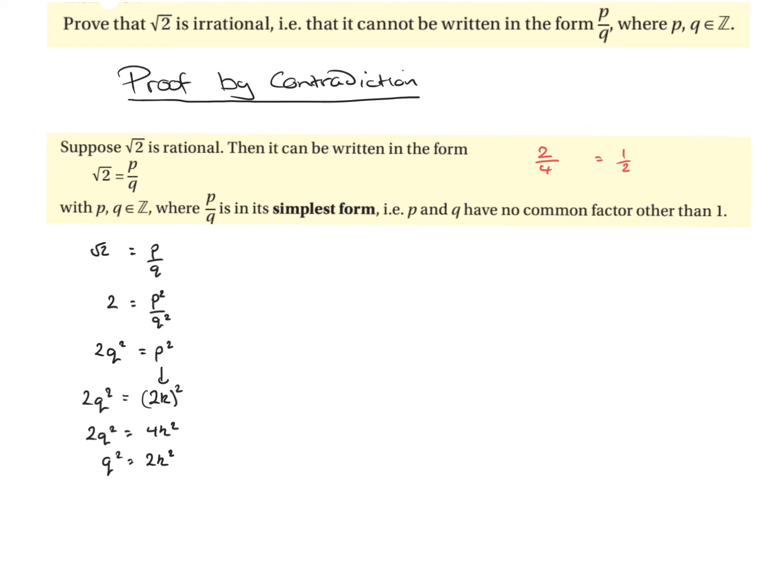So we can say, as p and q share a factor of 2, our original statement that root 2 is rational is false, therefore square root of 2 is irrational.